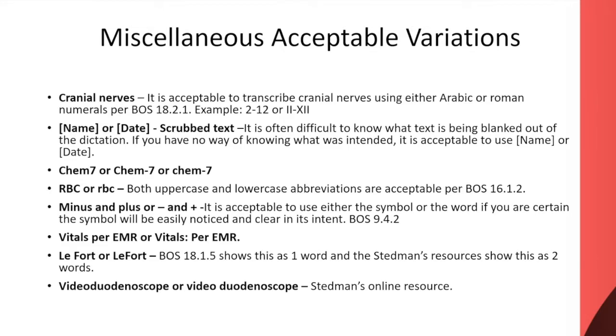Now, if they're talking about minus and plus for anything else, like a lab test or something like that, you can use either or. But when it comes to a blood type, you have to write out either positive or negative. And that's in the hematology chapter in the book of style. So just make note of that, everyone.